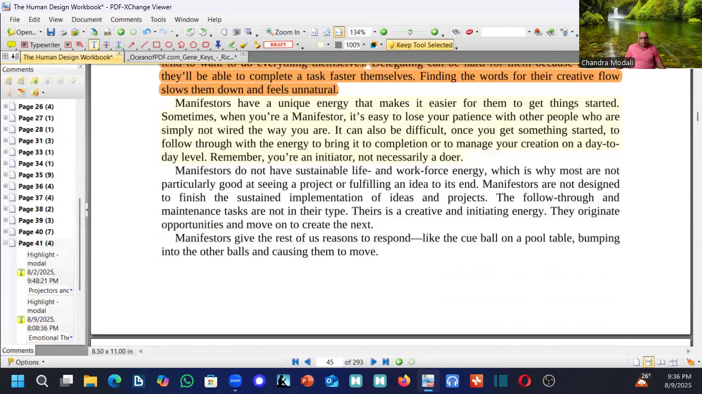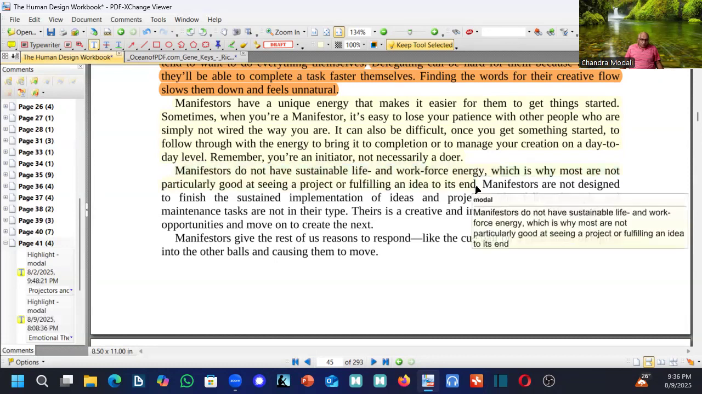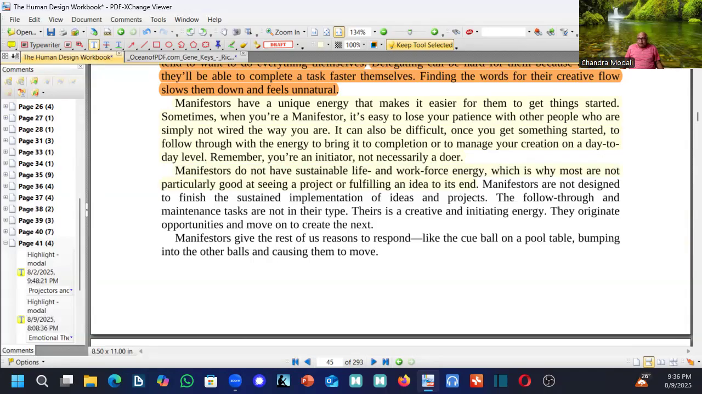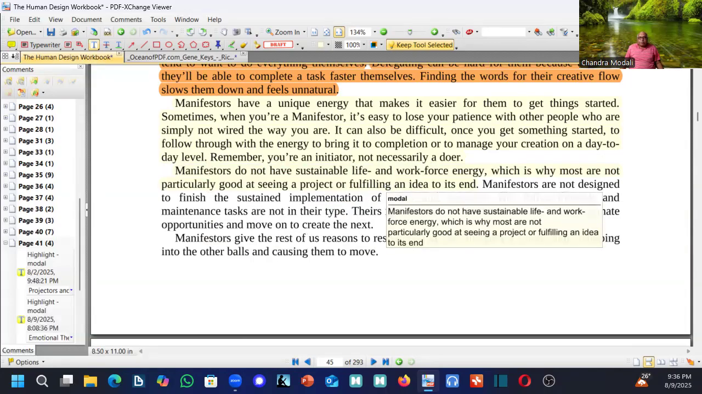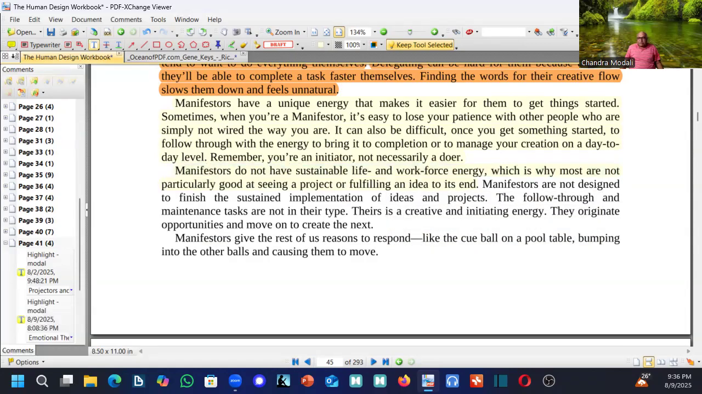The other quality: manifestors do not have sustainable life force energy, which is why most are not particularly good at seeing a project or fulfilling an idea to its end. Manifestors are not designed to finish the sustained implementation of ideas and projects. Follow-through and maintenance tasks are not their type. Theirs is a creative and initiating energy. They may originate opportunities and move on to create the next.